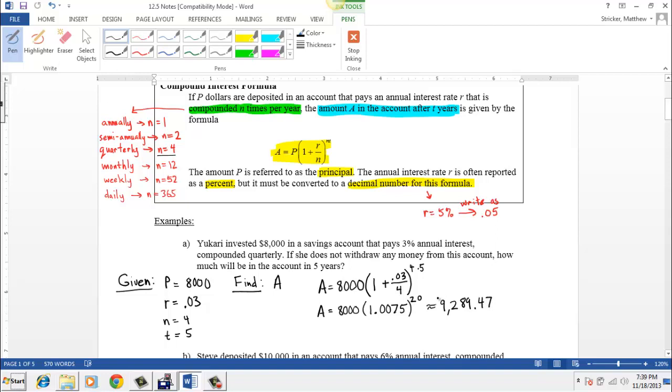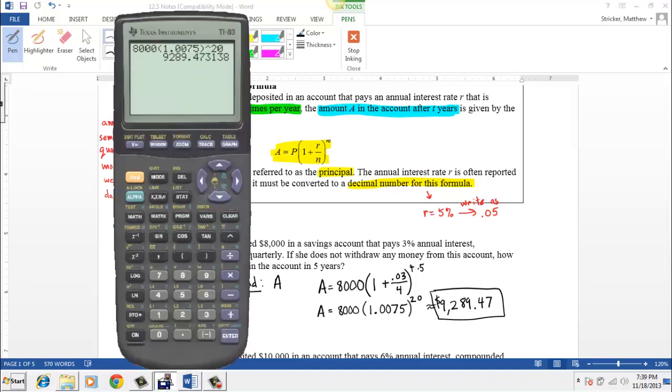$9,289.47. This is dollars. Let's put the appropriate symbol on there. Now, let me show you some other ways we could have calculated this. In the graphing calculator, you can actually put all this in at once.